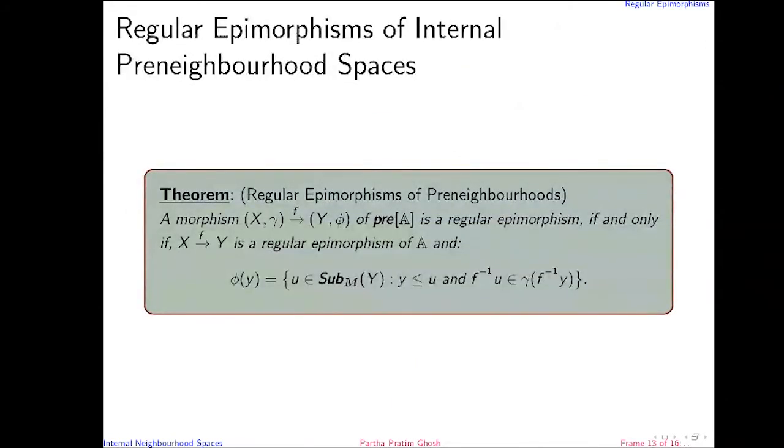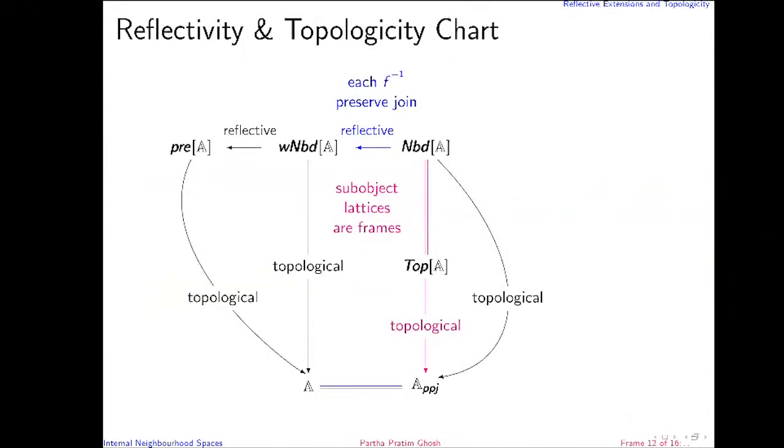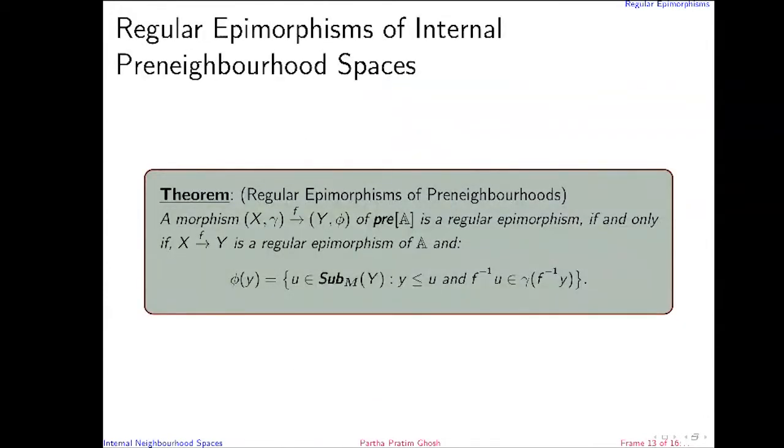So now, having studied this case, limits, we know from Yoneda, studying of limits makes it easier. So let's look into co-limits, that means quotients. The regular epimorphisms of Preneighbourhoods have a very similar picture as quotient topological spaces, and it is precisely given by this: F is a regular epimorphism of Preneighbourhoods if and only if it's a regular epimorphism of A, and U is a neighborhood of Y if and only if F inverse U is a neighborhood of F inverse Y.